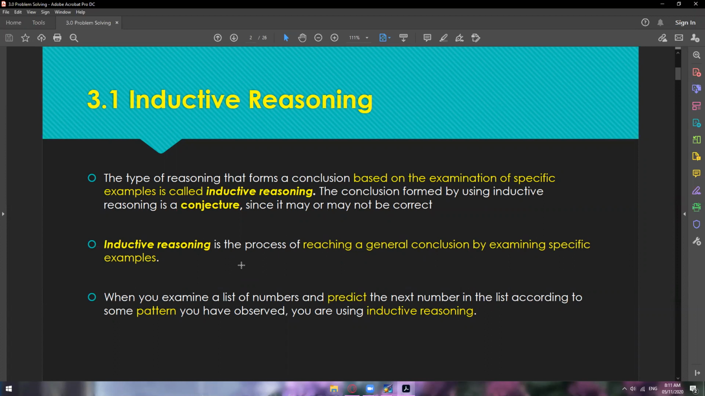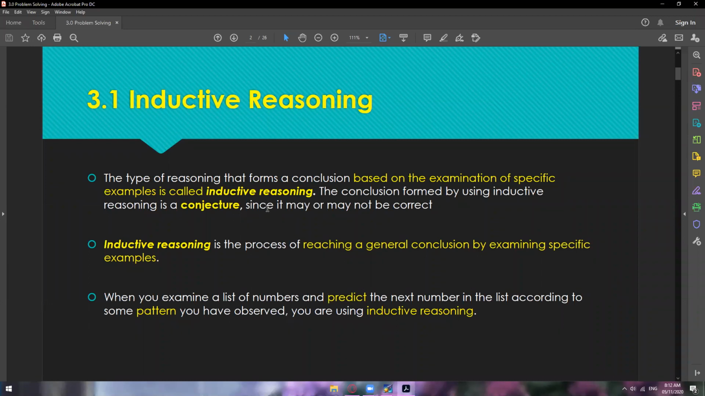Once you've heard the word inductive reasoning, there's only one definition that should come up to your mind. When you say inductive reasoning, you're basing things on raw data or a specific example. You're basing your conclusion, your answer, your observation, or your conjecture on a specific example.